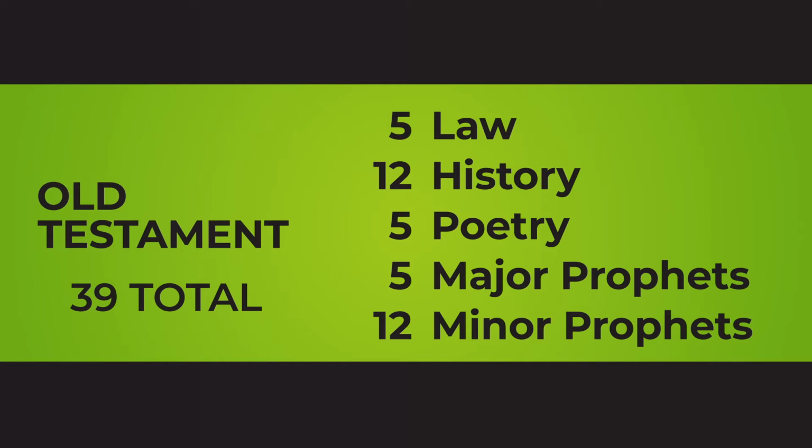And so, as you go through each division and work on memorizing the book names, at least you'll already know how many books are in each section. 5, 12, 5, 5, 12. 5 books of law, 12 books of history, 5 books of poetry, 5 major prophets, 12 minor prophets. All right, let's take a look at each division, one by one.